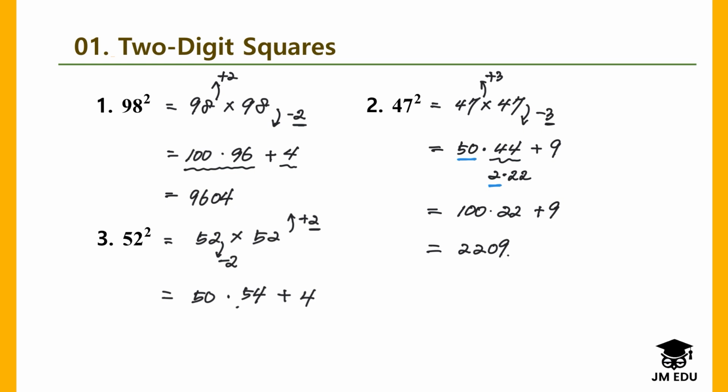So 54 is 2 times 27, right? And 50 times 2, that's 100. So 100 times 27 plus 4, that's going to be 2,704, right? So that's going to be, let me write right here, 2,704.